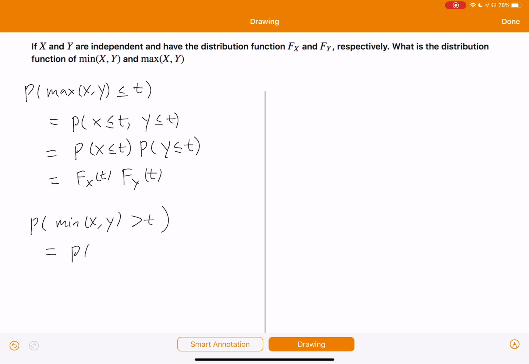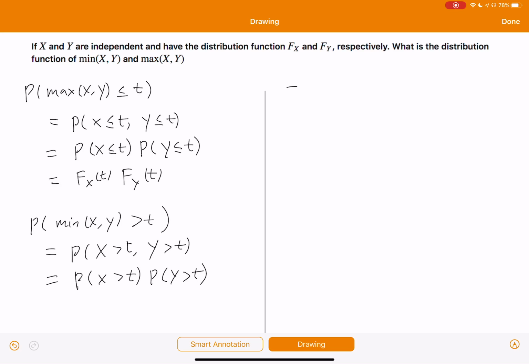This is equal to the probability that x is greater than t and y is greater than t. Again, this is because if the minimum of x and y is greater than t, each individual x and y must be greater than t as well. And conversely, if x is greater than t and y is greater than t, the minimum of x and y must be greater than t as well. So these two events are equivalent. So this is equal to the probability that x is greater than t times the probability that y is greater than t. This is because x and y are independent.